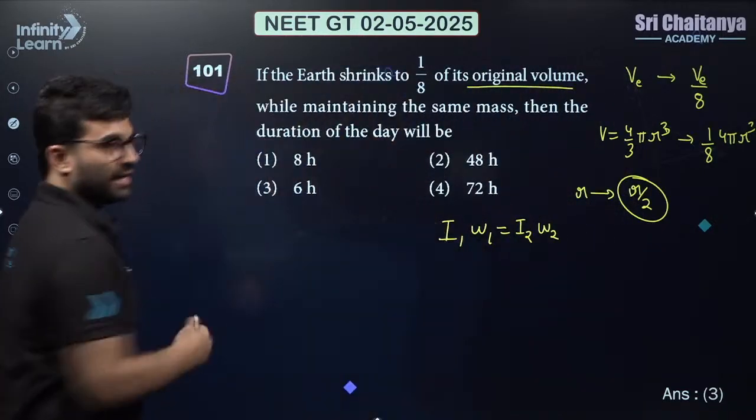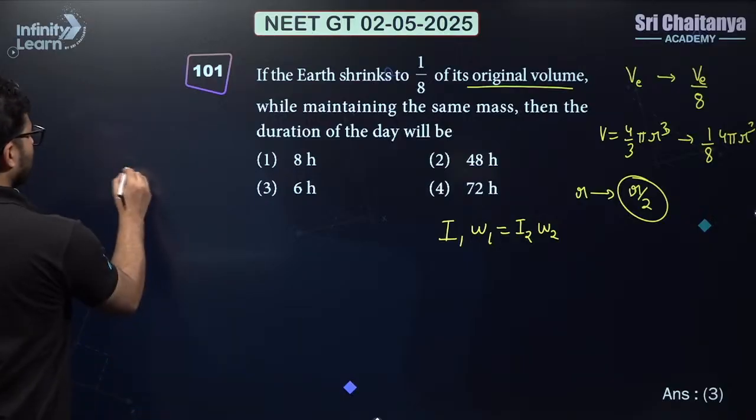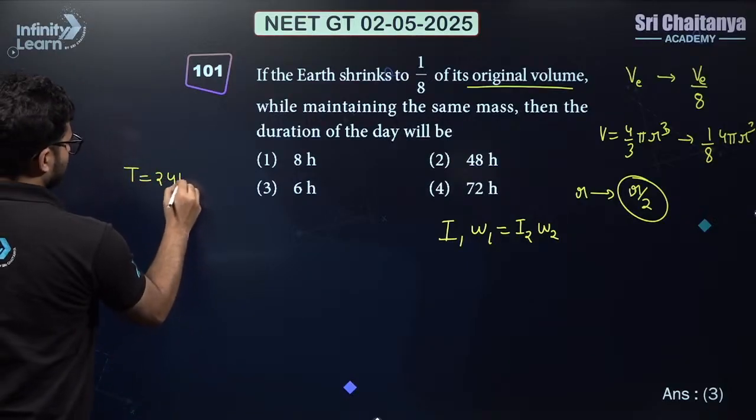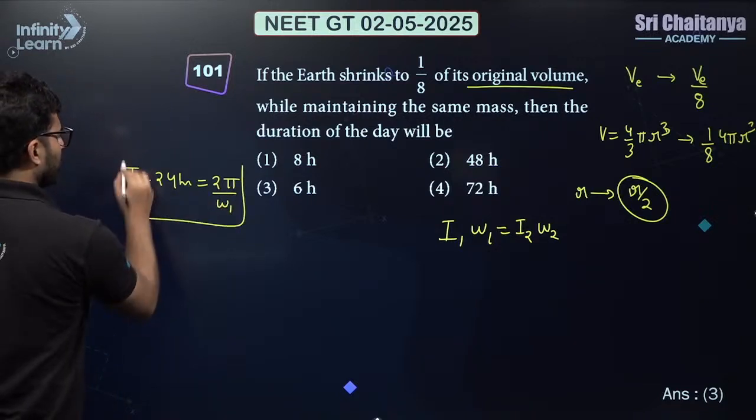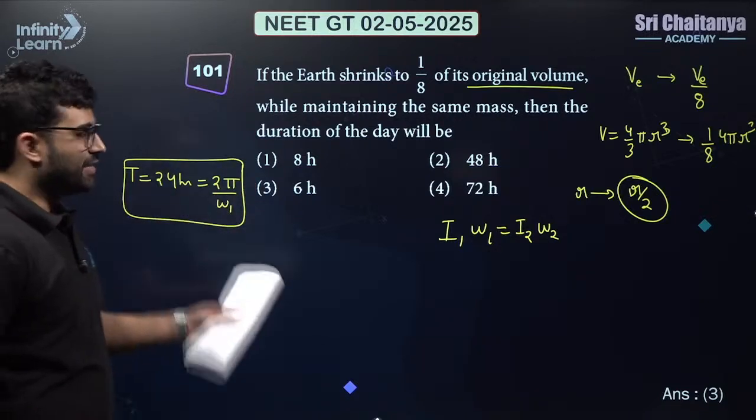So now, because earlier I know what omega 1 is. The time period is 24 hours of rotation, that is equal to 2 pi by omega 1, right? So from here I know what omega 1 is, or at least I can replace this, right?